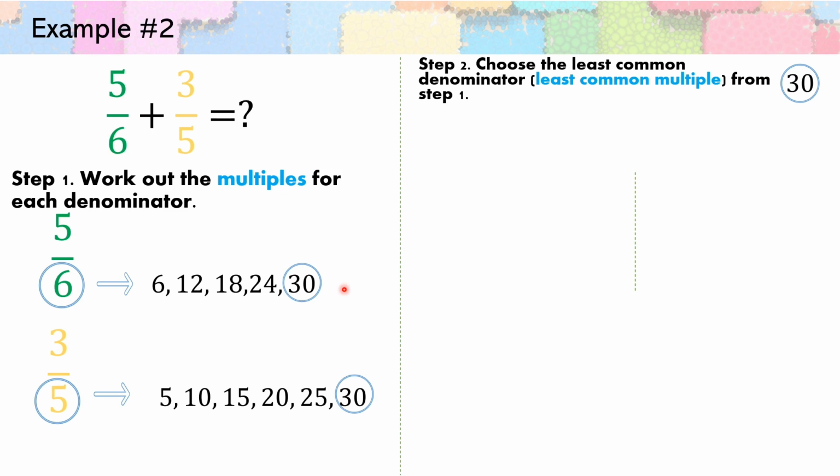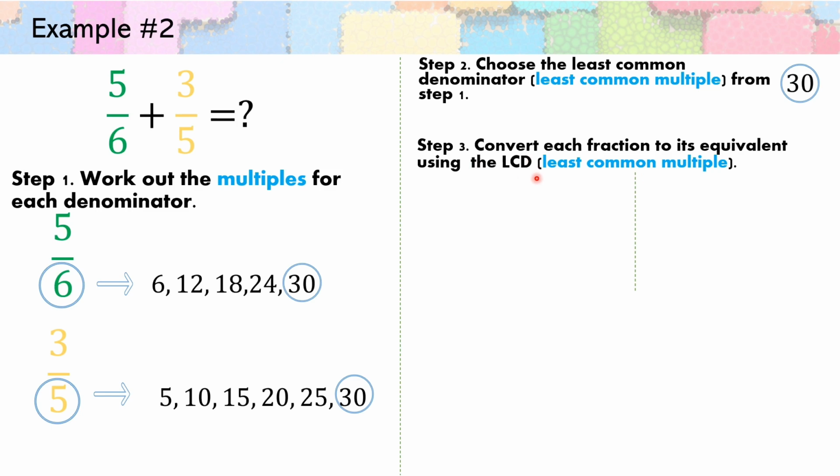Let's go to step 3. Convert each fraction to its equivalent using the LCD, or the least common multiple. Let's start with the first fraction, 5/6. We are going to multiply a number to 6 to arrive at 30. What is that? 5. So that is 6 times 5. We're going to multiply also the numerator, the top number, with 5. We have 5 times 5, 25. 6 times 5 is 30.